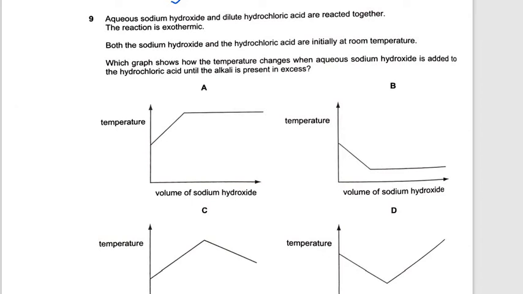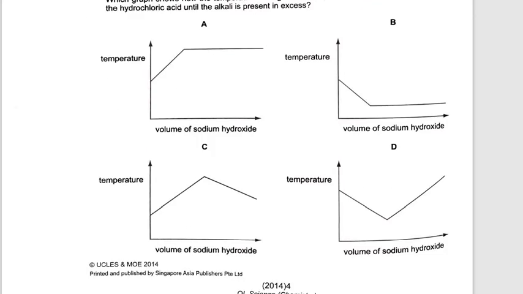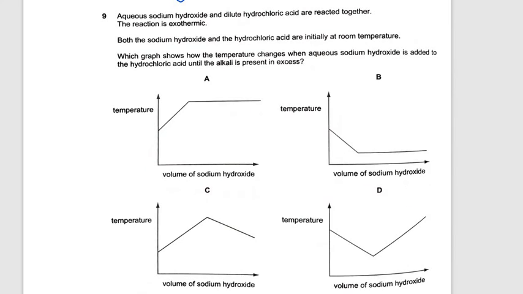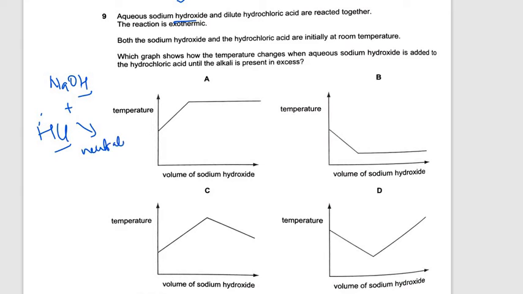Aqueous sodium hydroxide and dilute hydrochloric acid are reacted together. The reaction is exothermic. Both the sodium hydroxide and the hydrochloric acid are initially at room temperature. Okay, so you know this is sodium hydroxide NaOH reacting with HCl. This is a base, an alkali, and this is your acid, which means a neutralization reaction is happening. A neutralization reaction is an exothermic reaction. It means what? Energy will be given out, the temperature will increase. So this is already gone, this is already gone.